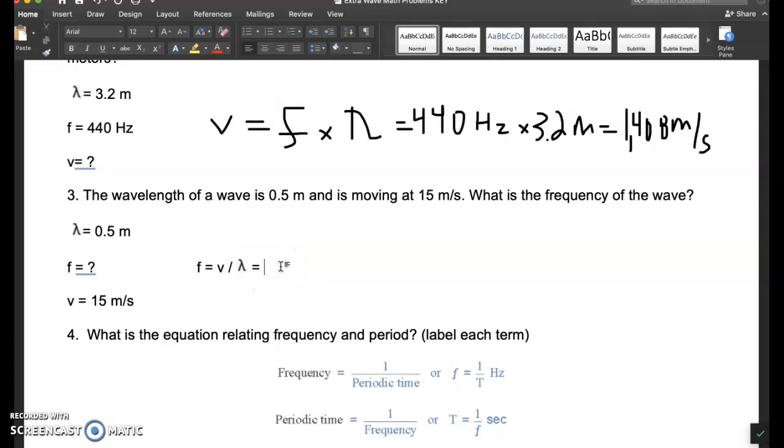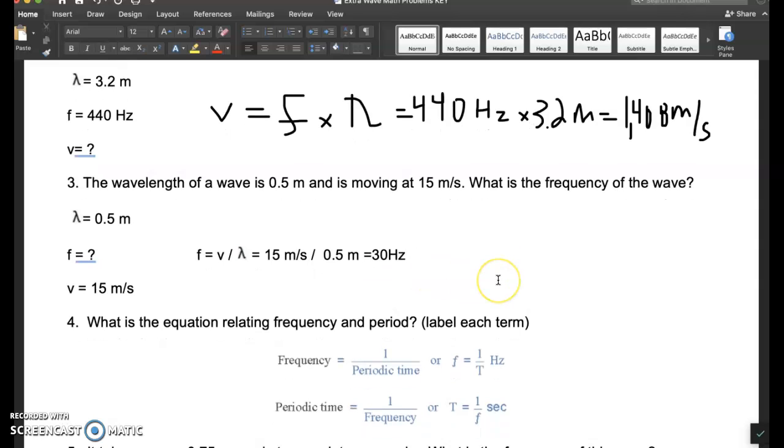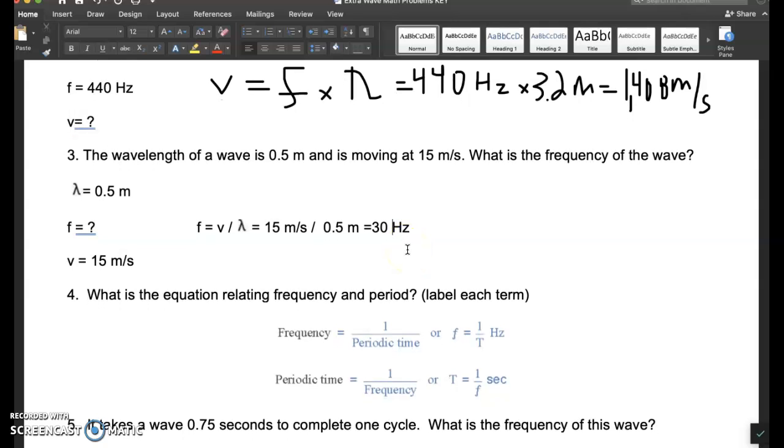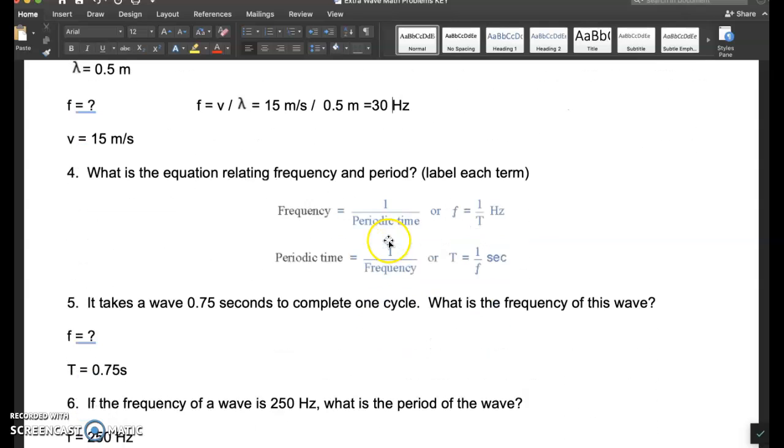So then I plug in what I got: 15 meters per second divided by 0.5 meters gives me 30 hertz as my frequency. So the label you'll have to pick out based on what you're solving for, frequency. When we did a lot of the speed stuff, seconds cancels out, I'm left with meters. Here, meters cancels out, I'm left with per second. I know what it is, but for this it's a little bit tougher.